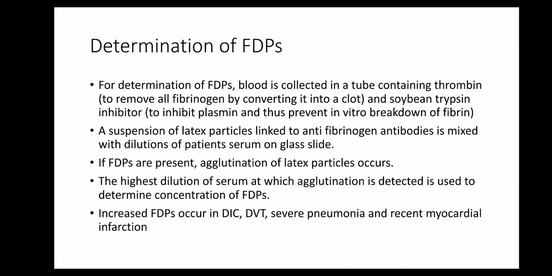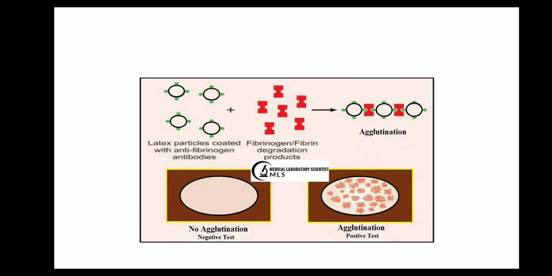The suspension of latex particles linked to anti-fibrinogen antibodies is mixed with the dilution of the patient's serum on a glass slide. If FDPs are present, agglutination of the latex particles occurs. The highest dilution of serum at which agglutination is detected is used to determine the concentration of FDPs. Increased FDPs occur in disseminated intravascular coagulation, deep vein thrombosis, severe pneumonia, and recent myocardial infarction.